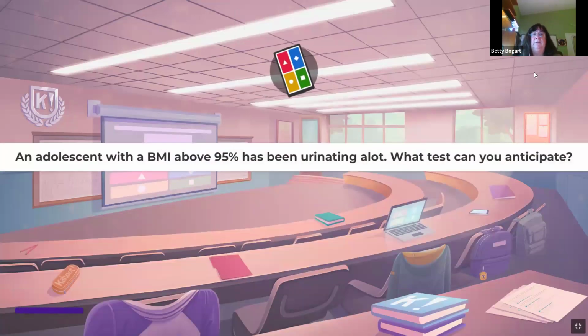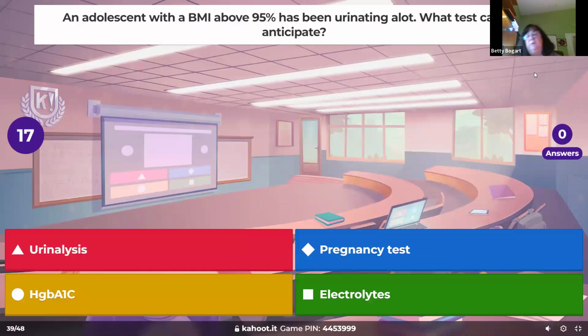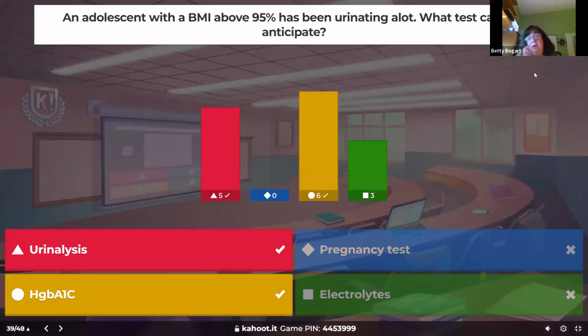A multi. An adolescent with a BMI above 95% has been urinating a lot. What test can you anticipate? What's the doctor going to do? Well, what is a BMI of 95%? That's your obese, right? So this is an overweight adolescent. What causes urinating a lot? What do you have to rule out? So urinating a lot, you're going to, of course, check your urinalysis, but your electrolytes, your potassium to be sure. Pregnancy has nothing to do with urinating. And of course, it could be that hemoglobin A1C.